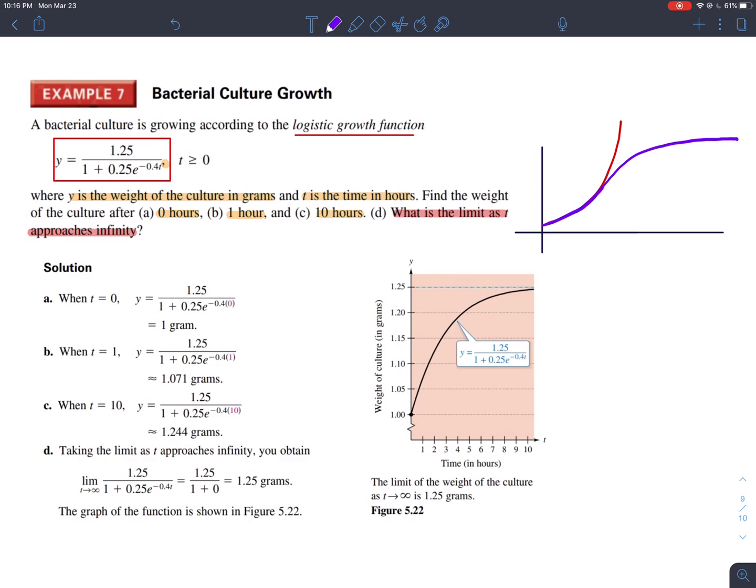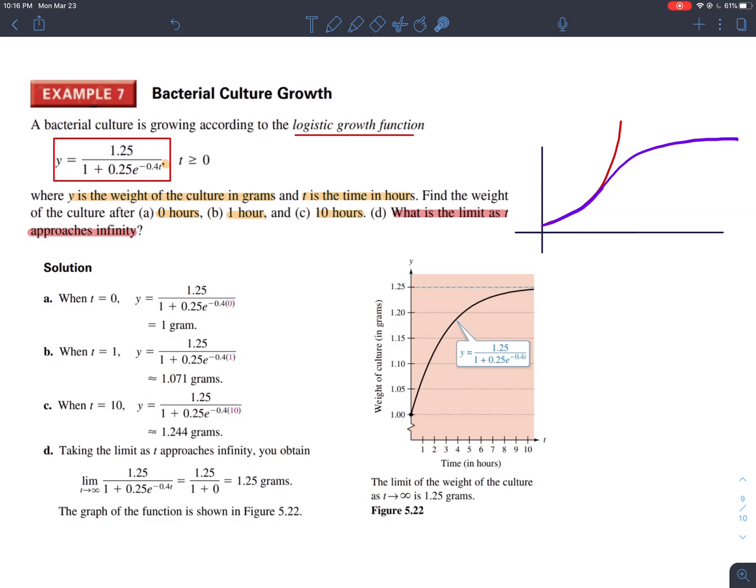We haven't hit it yet in the U.S. We haven't hit it yet really in any other country except for South Korea and China. But logistic growth has happened, and that's what we're reaching for in the flattening the curve statements that you keep hearing all over the place. So that brings us to D. What is the limit as t approaches infinity?